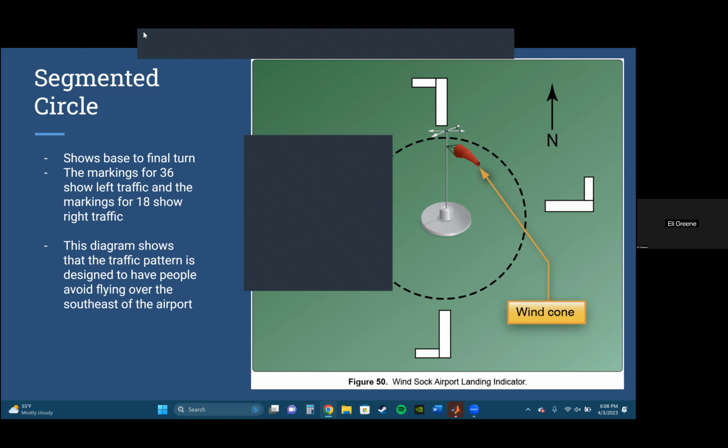Downwind. And then generally you turn base at about a 45-degree angle from the end of the runway. So that's called relative bearing. Really super applicable right now. And then once you are lined up with the runway, you turn.